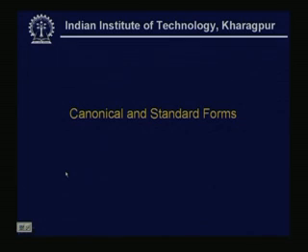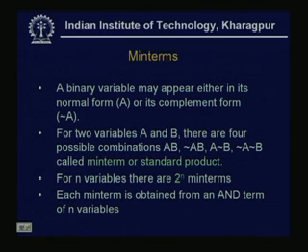Now, we see the canonical and standard forms. Before we define the canonical and standard forms, first we define the min terms and max terms. So, a binary variable may appear either in its normal form, just now I mentioned A, or its complement form, negation A. For two variables A and B, there are four possible combinations: A B, negation A B, A negation B, negation A negation B.